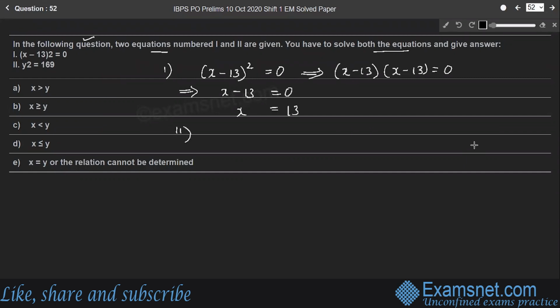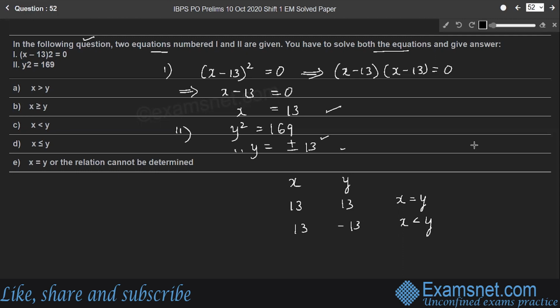And the second equation is y² = 169. Therefore, y = ±13, right? Because (+13)² is also 169, (−13)² is also 169, right? We have one value for x and two values for y. So relate x and y. Then if the value of x is 13 and y is also 13, x is equal to y. If x is 13 and y is −13, x is less than y, right?